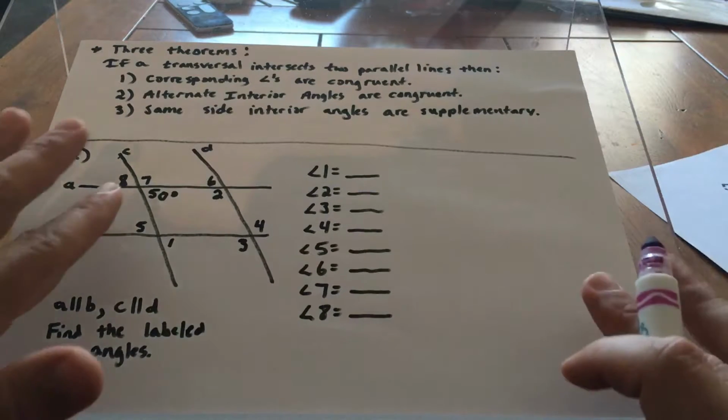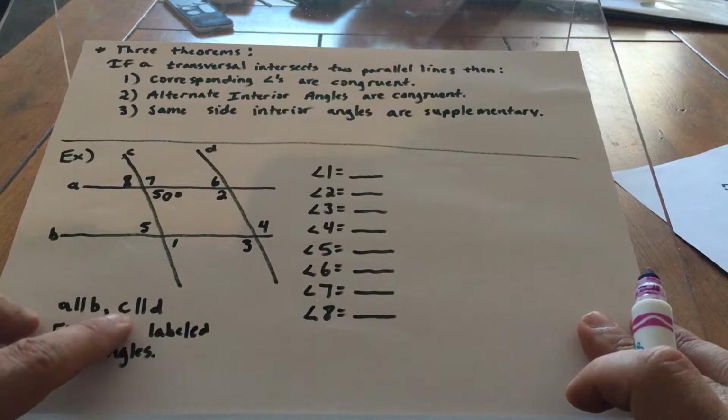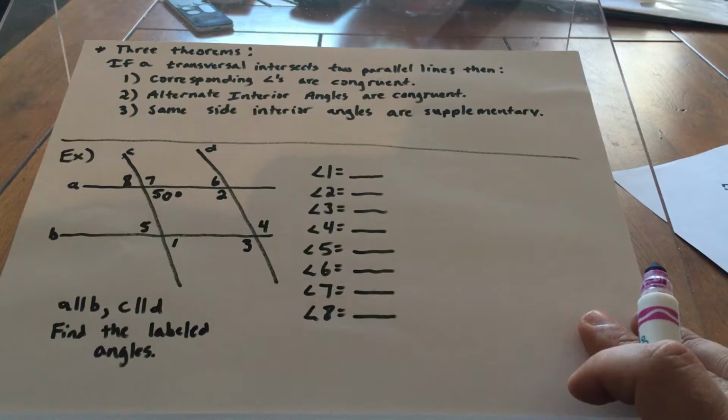Notice here in this example down here, we've got two parallel lines, and here is the symbol for parallel. It's these sort of vertical lines beside each other. This reads A is parallel to B, C is parallel to D, and now we want to find the measures of these labeled angles. All right. So we have to use these theorems, and there is one other theorem here that's going to help us that we talked about earlier in the year, and that is vertical angles are congruent.